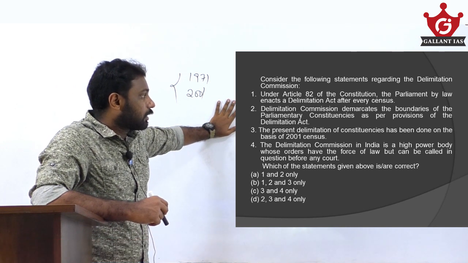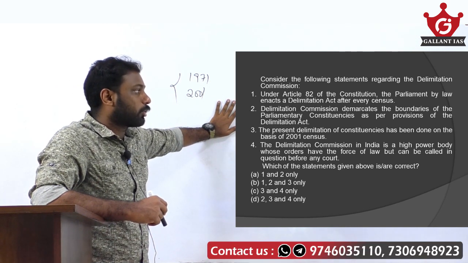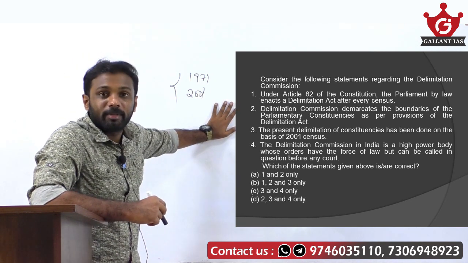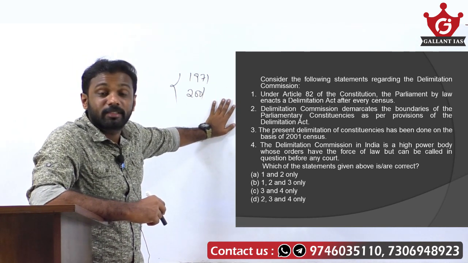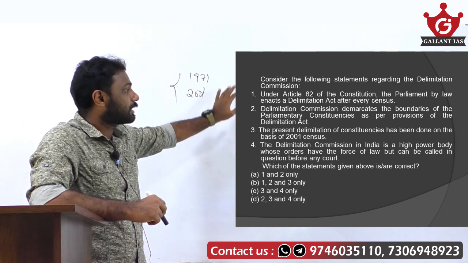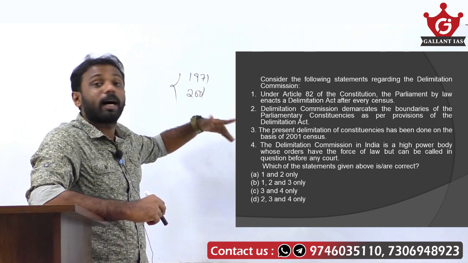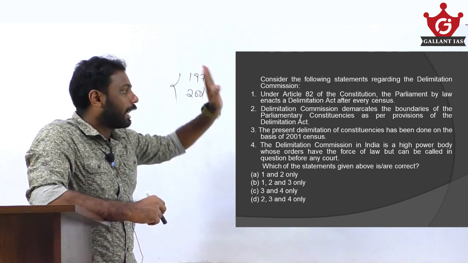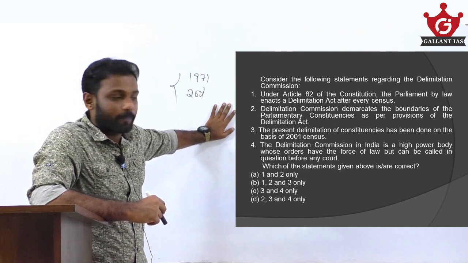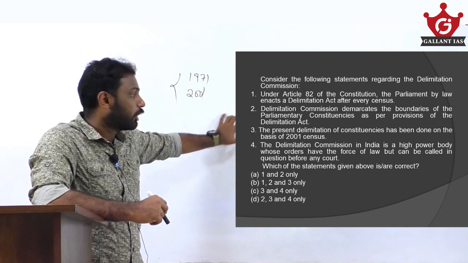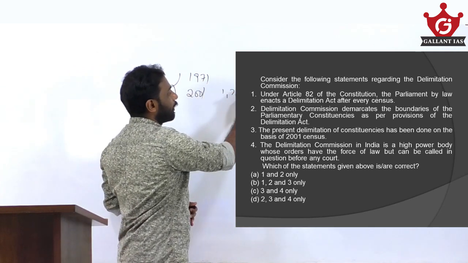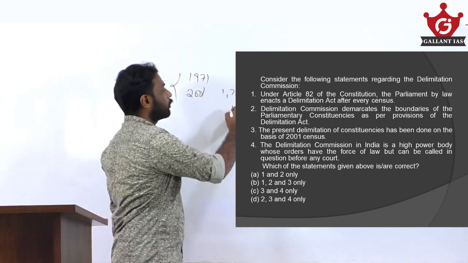4. The delimitation commission in India is a high power body whose orders have the force of a law but can be called in question before any court. No. The verdict or the recommendation of the delimitation commission is binding and it is not subjected to judicial review. That is, this is immune from judicial review. We cannot approach the Supreme Court for any kind of discrepancies. So it is final and binding and we cannot call it into question before any court in India. But it says that it can be called in question. No. So 4 should not be there in the answer. So 1, 2 and 3 are the correct statements here. So our answer becomes option B, that is 1, 2 and 3 only.